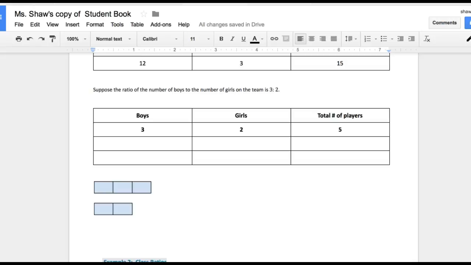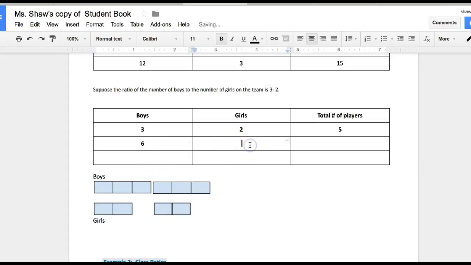Okay, so as you see here, I went to the drawing tool and drew in 3 boys. And with 3 boys, we had 2 girls. Now what I'm going to do for this tape diagram is put on 3 more boys and then 2 girls. So as you see, I've added 3 more boys and 2 more girls. So that now gives us a total of 6 boys and 4 girls. For every 3 boys that we add, we have to add 2 girls. Make sense? All right, let's try one more.